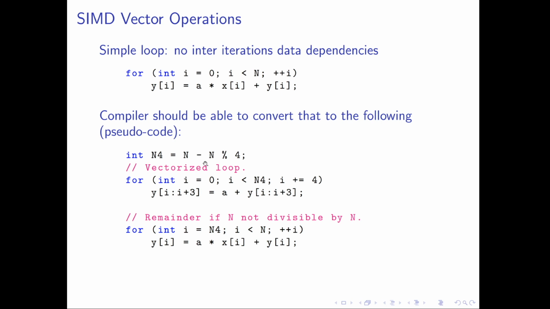So the compiler will take the loop and break it up into 2 loops. We will end up with one vectorized loop where we have this stride of 4 and the vectorized operation, and then we will have a scalar loop for the remainder. The scalar loop for the remainder just processes the remaining elements where they are not divisible by 4, up to 3 data items.